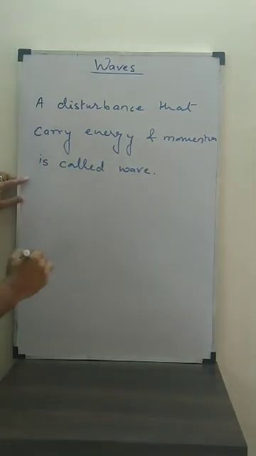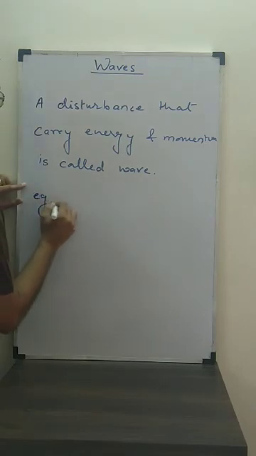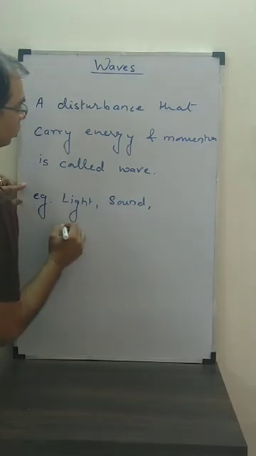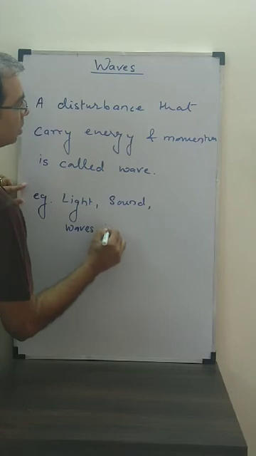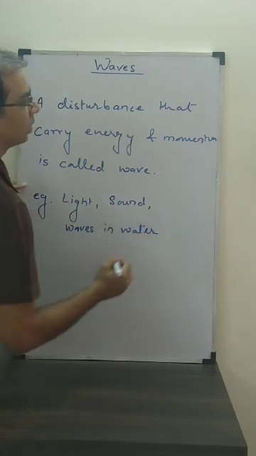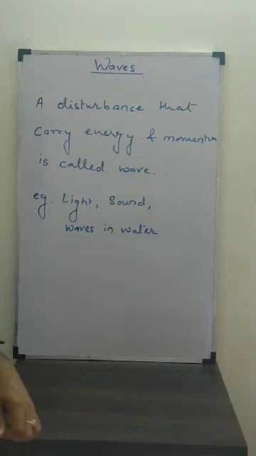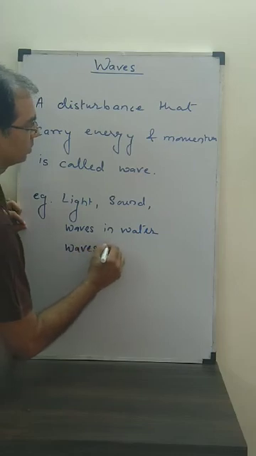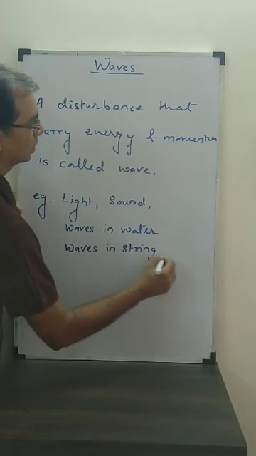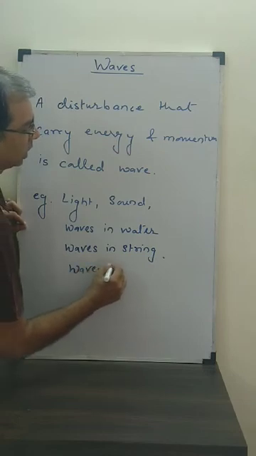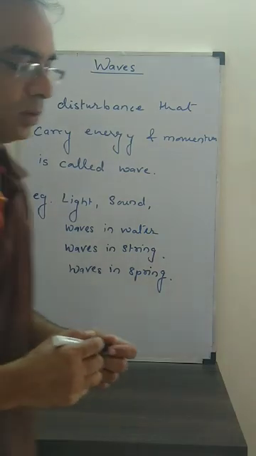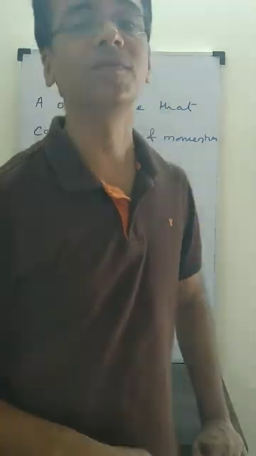Now, what are the examples? I already told you. Light is one example, sound is another, and the third example is waves in water. Other than this, we have some more types of waves which we see in daily life. Let's see: waves in a string and waves in a spring. These are the types that we normally encounter in our daily life. This is the definition of a wave.